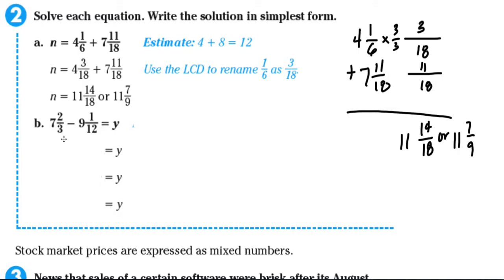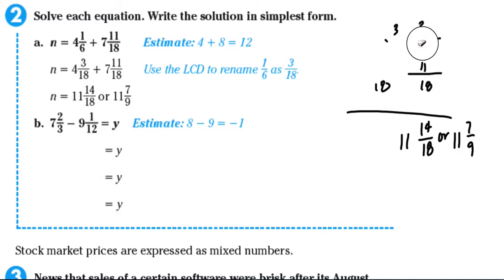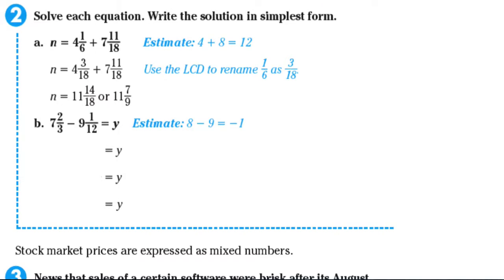You have 7 and 2/3 minus 9 and 1 over 12. Let's estimate this first. Okay, 8 minus 9 is roughly around negative 1. And if we do this, we want to find the LCD of 3 and 12. Okay, let's do the same thing here. Let me erase this so I have room. So let's do this vertically. 7 and 2/3 minus 9 and 1/12.